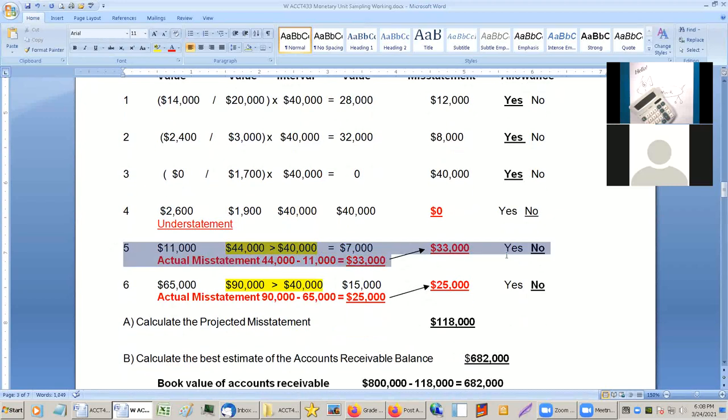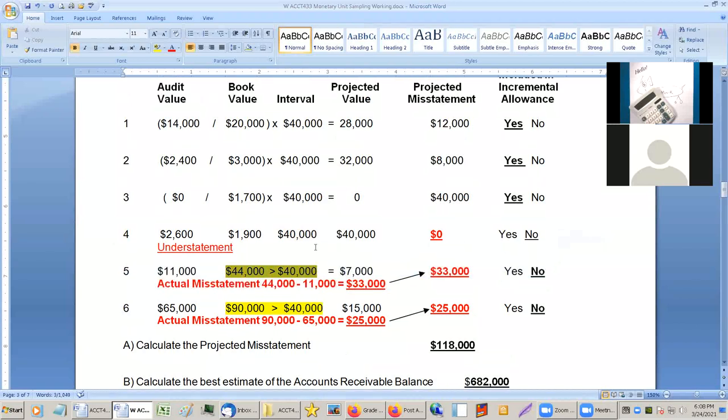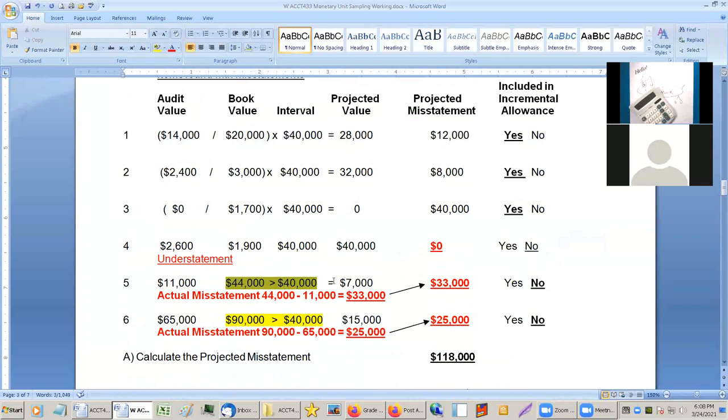5 and 6, these are, I think, even more difficult ones, and that is when you have an audit, excuse me, a book value that's higher than the interval. And if you think about it, these are 100% certain of being picked. If they go over the interval, they're going to be picked. This one will at least cover one interval, maybe two. This one could cover two, maybe even three intervals. So these are 100% sure being picked. And when that happens, you use the actual misstatement instead of the projected one, which would have been smaller.